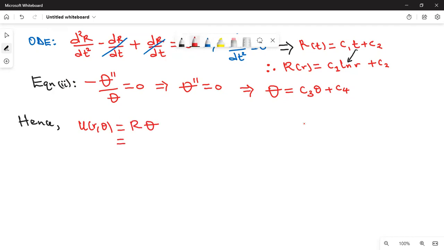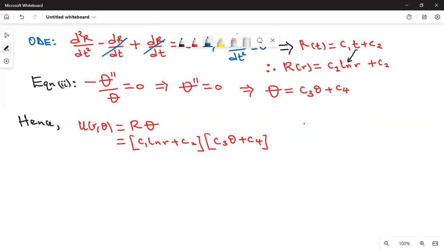So when I replace r, I'm going to get C1 ln r plus C2. And when I replace theta, I'm going to get C3 theta plus C4. Now, let's apply the first condition. The first condition is that the solution should be finite when r approaches 0.